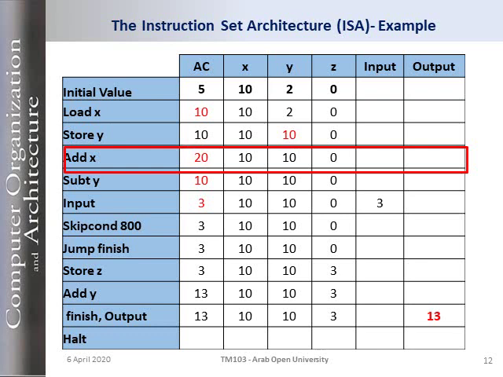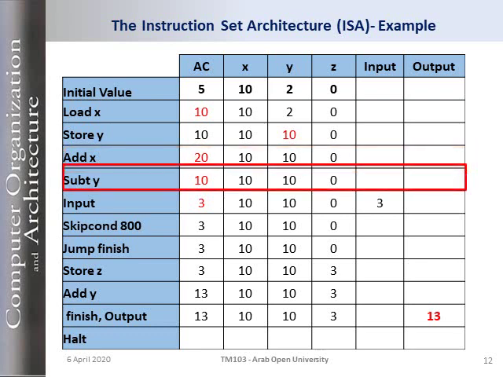The next instruction, number 4, is Subtract Y. So we will subtract whatever is in Y from the accumulator. Accumulator has the value 20, Y has the value 10. 20 minus 10 is 10. So this is the new value of the accumulator.